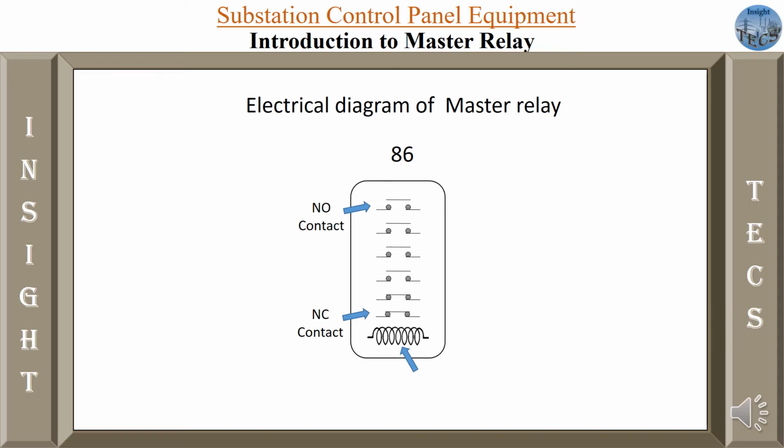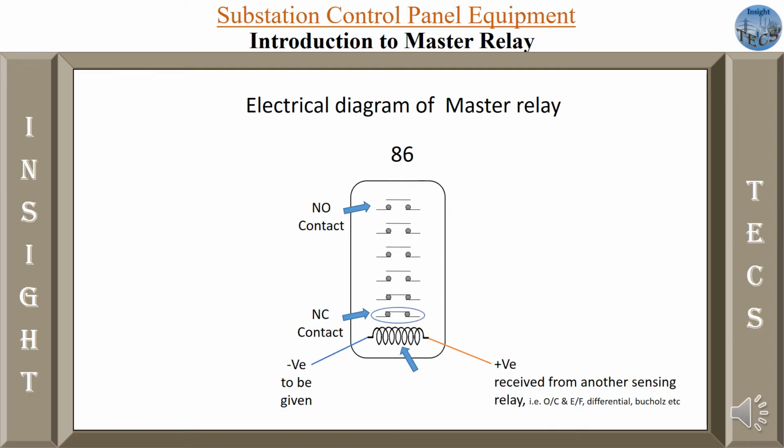So now let us see how connections are provided to this operating coil and the contacts. Negative is given from the panel to the operating coil, and positive is extended from other different kinds of relays. Now let us see the NC contact. The NC contact is used for the breaker interlock, which means that until and unless we have reset the 86 master relay, we will not be able to give the closing command through the TNC switch.